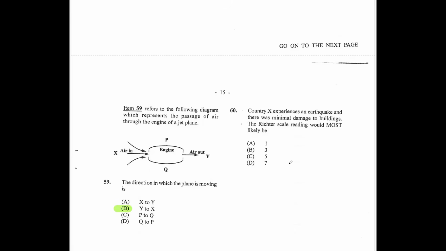Final question. Country X experiences an earthquake and there was minimal damage to buildings. The Richter scale reading would most likely be, if it was 1, then that's too low. 3 is barely enough to do anything. 5 is more like it, minimal damage to buildings. It will be 5, which is about minimum damage to buildings, a 4.5 to 5.5, so that falls into that. And 7 is a major earthquake, right? So the final answer for this paper is C. And that's the completion of the exam.